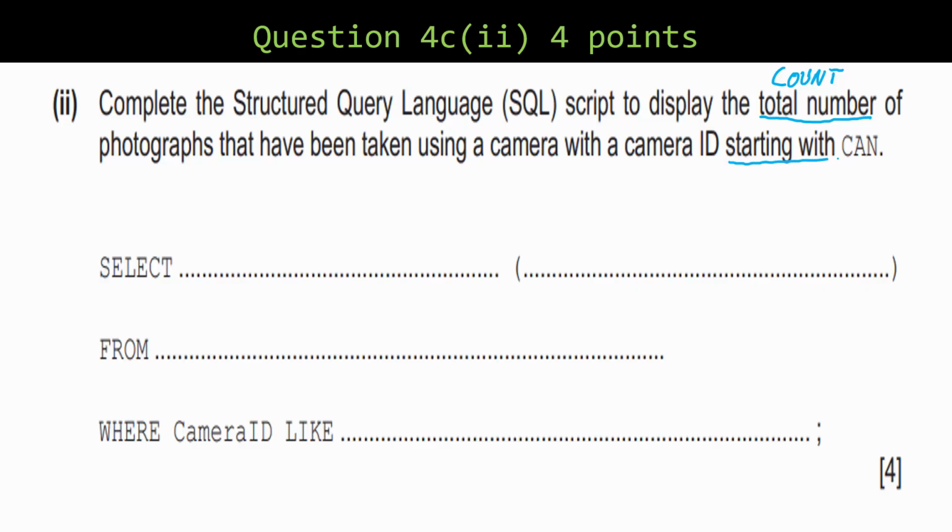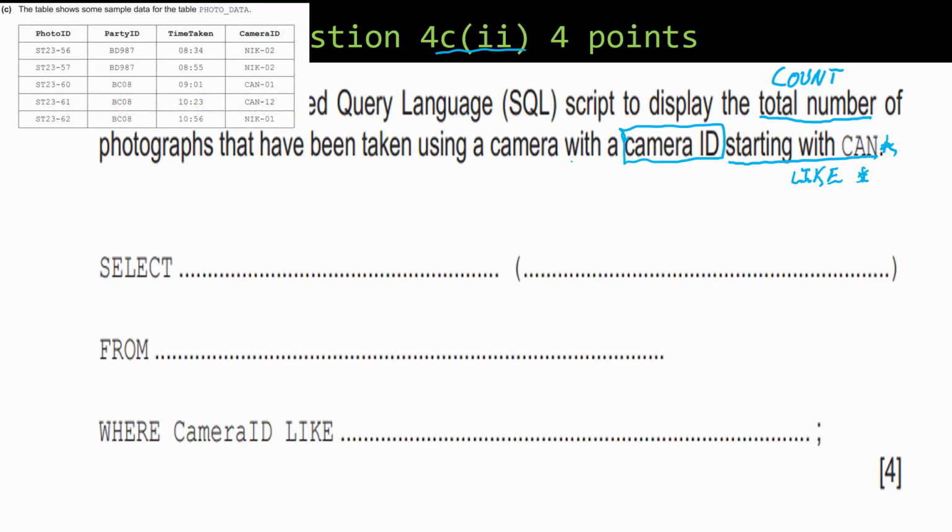Starting with CAN, I know I'm going to need to use the LIKE command. I'm also going to need to use a star symbol after CAN. So I'm looking at the camera ID, and there's one table that has the camera ID. Also notice this is 4C part 2, and they're talking about this table right here. It says the table shows some sample data for the photo data table, and because that was 4C, we're able to know that they're referring to this table right here.